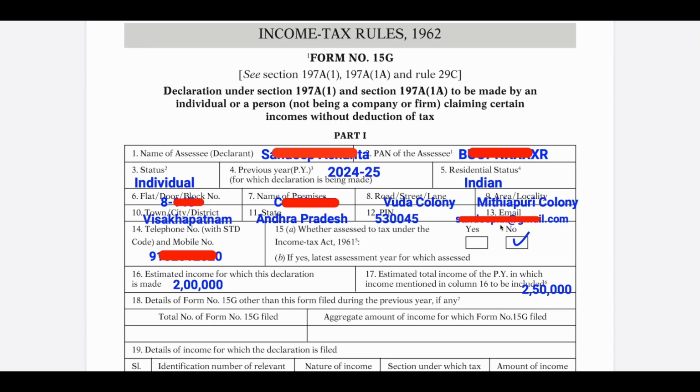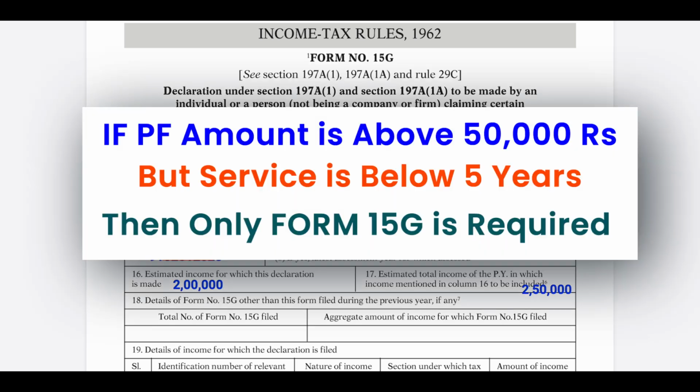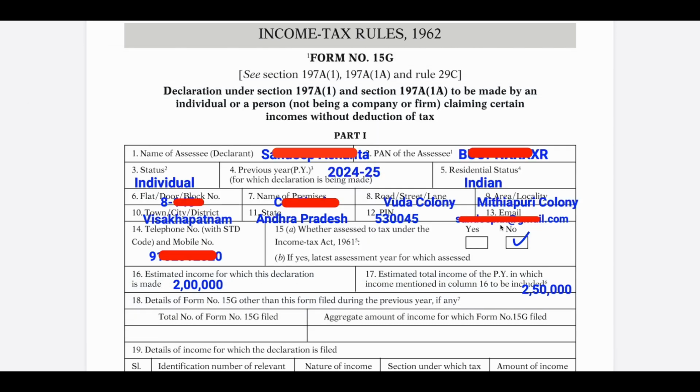Remember, not everybody needs to fill Form 15G. If your PF amount is more than 50,000 rupees, but your total service is less than 5 years, in that case only you have to submit Form 15G. Otherwise, you don't need to submit Form 15G. And you don't need to consider the pension amount as well. You should only consider the PF amount.